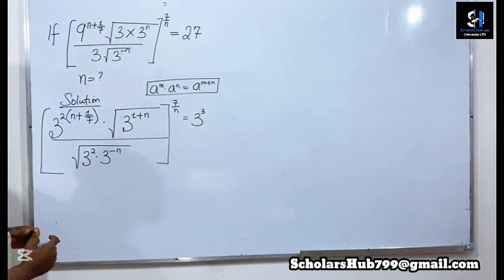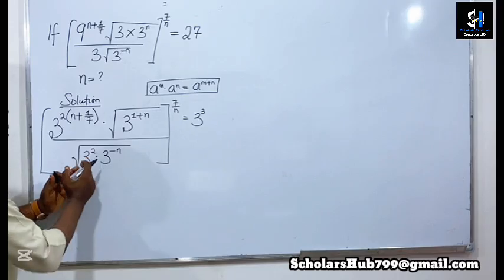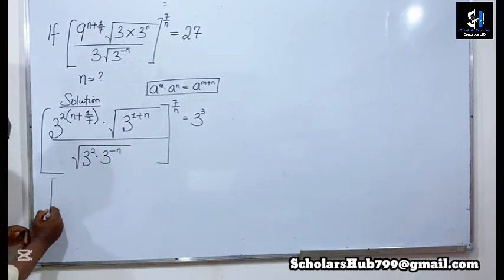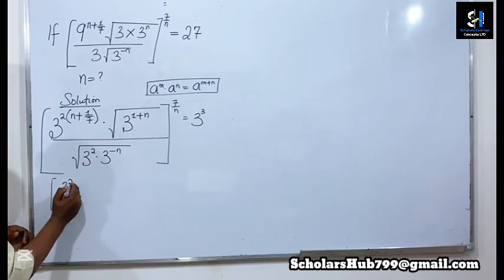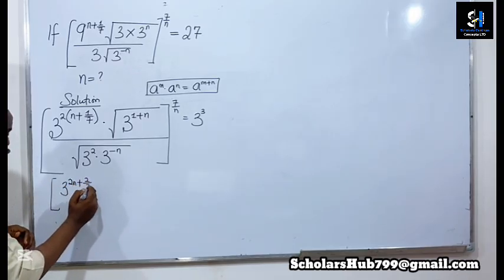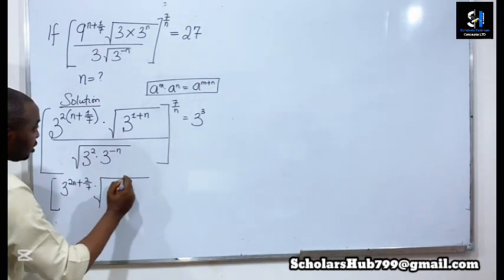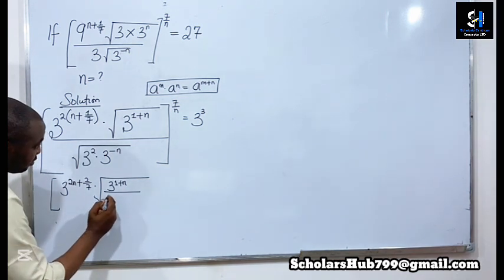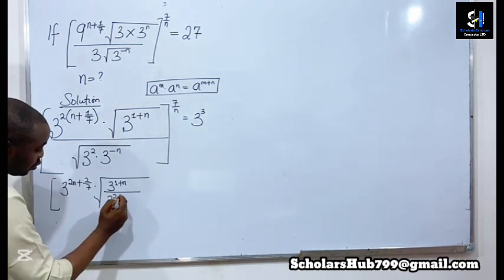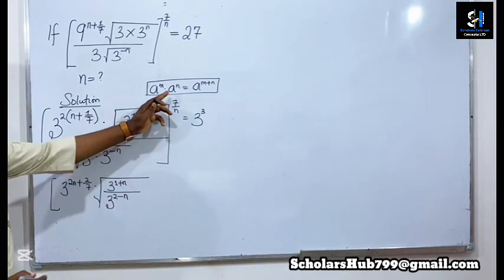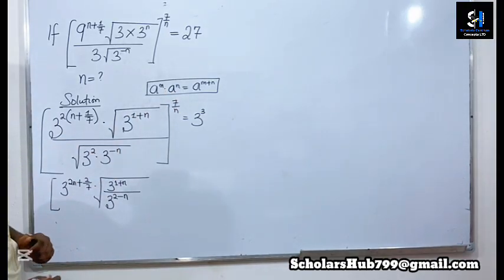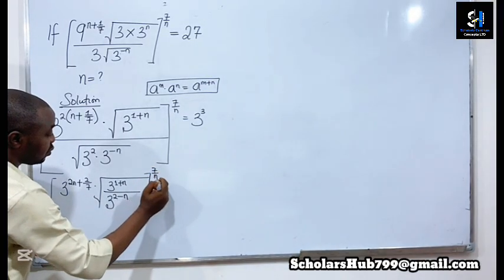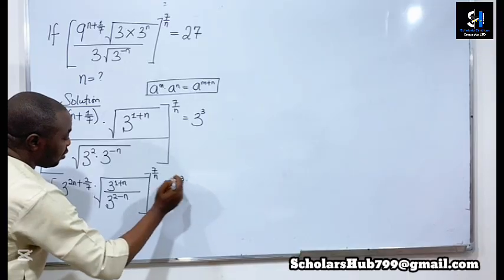Now again I'm going to make the square roots in the numerator and denominator become 1, and that is when we can now have 3 raised to the power of 2n plus 2 over 7 multiplied by square root of 3 raised to the power of 1 plus n, divided by 3 raised to the power of 2 minus n. That is, if we use this property, that is the product rule for exponents. Then raised to the power of 7 over n equals 3 raised to the power of 3.